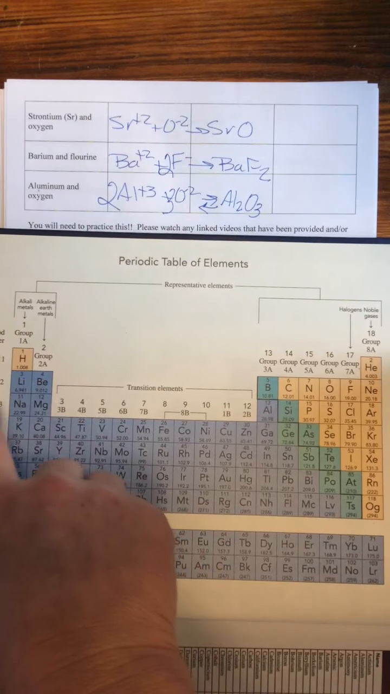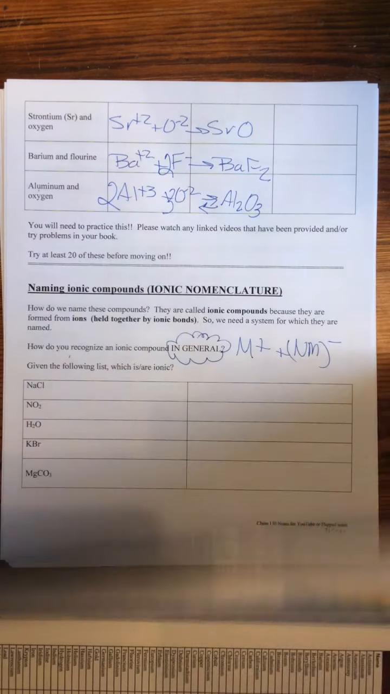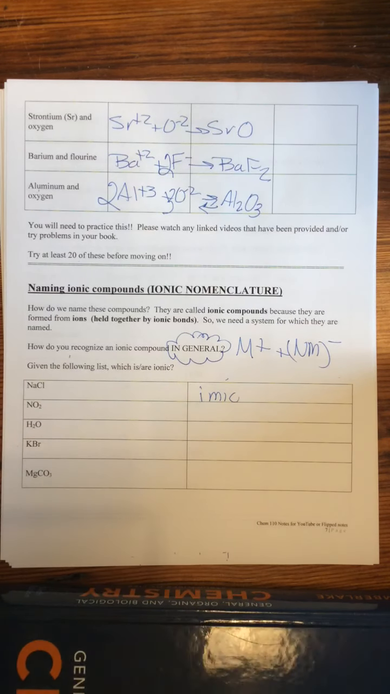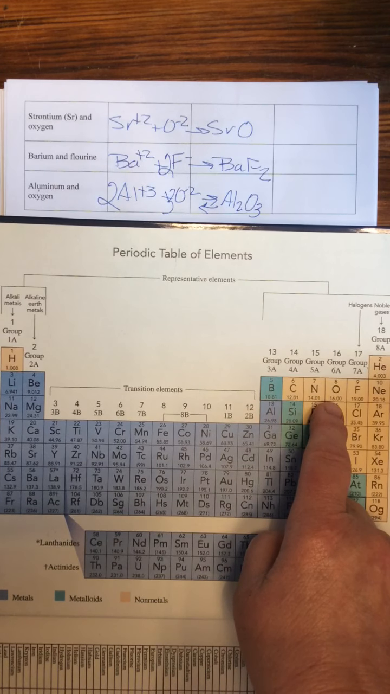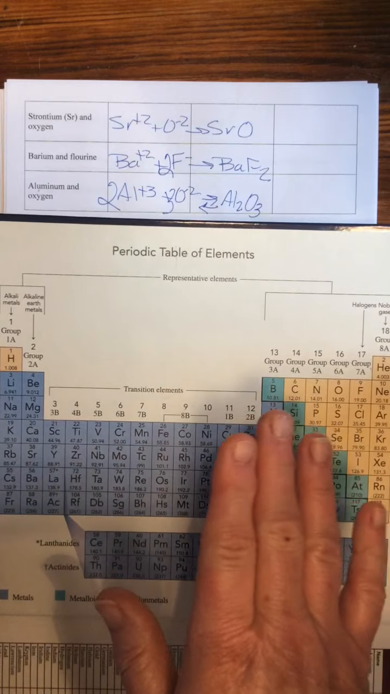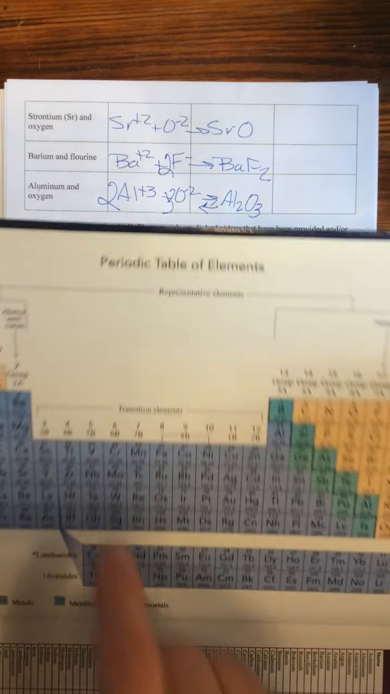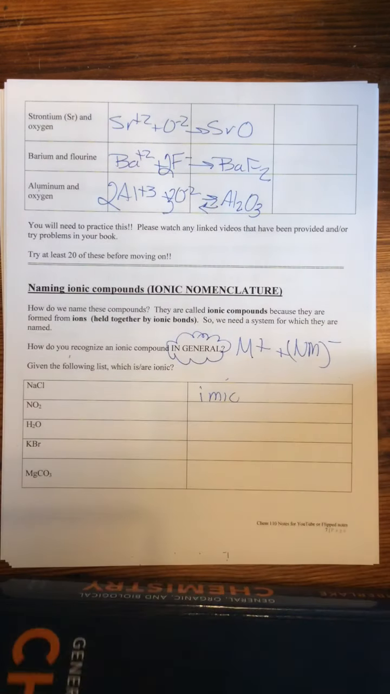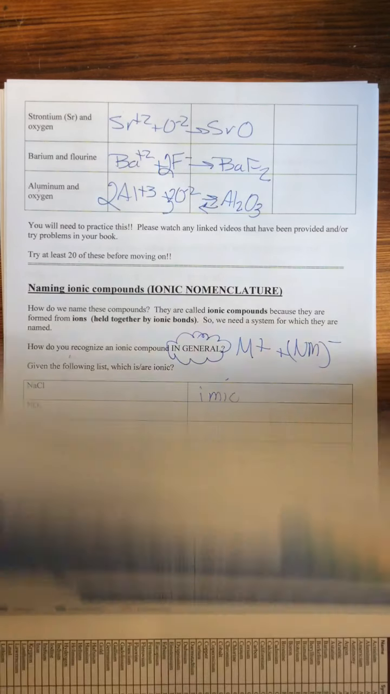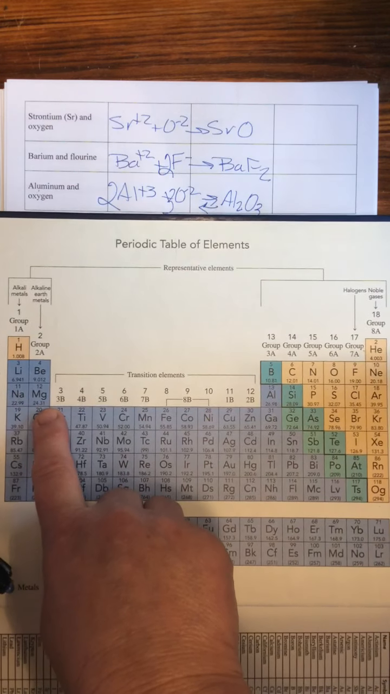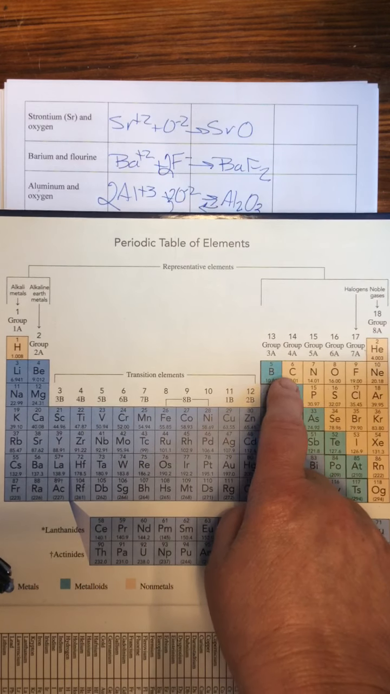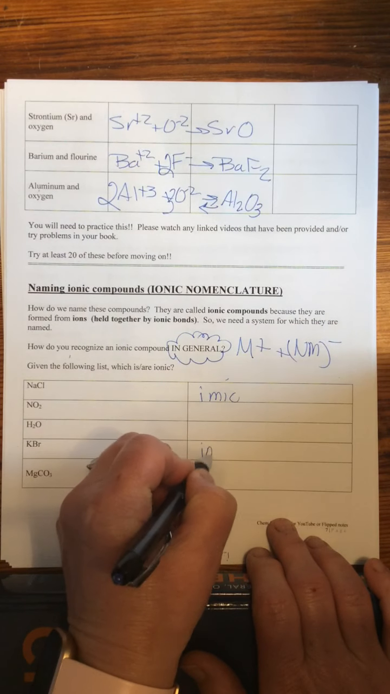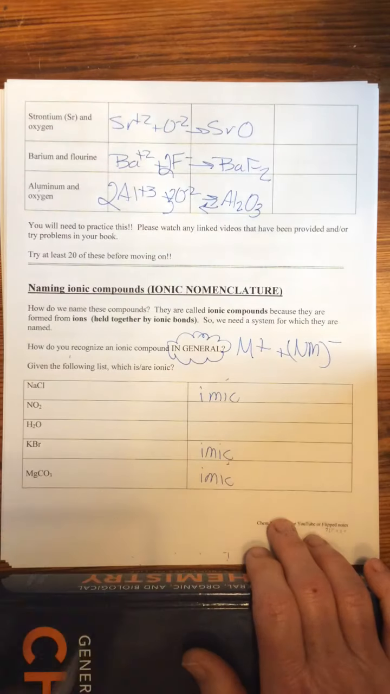NaCl. Sodium is a metal, chlorine is a non-metal. This is likely to be ionic. Nitrogen and oxygen. Nitrogen and oxygen are both non-metals, so that one's not ionic. H2O. Hydrogen is not a metal. Oxygen is not a metal. KBr, MgCO3. Potassium, magnesium, Br, carbon and oxygen. So these are metals and non-metals. Okay, so these are likely to be ionic.